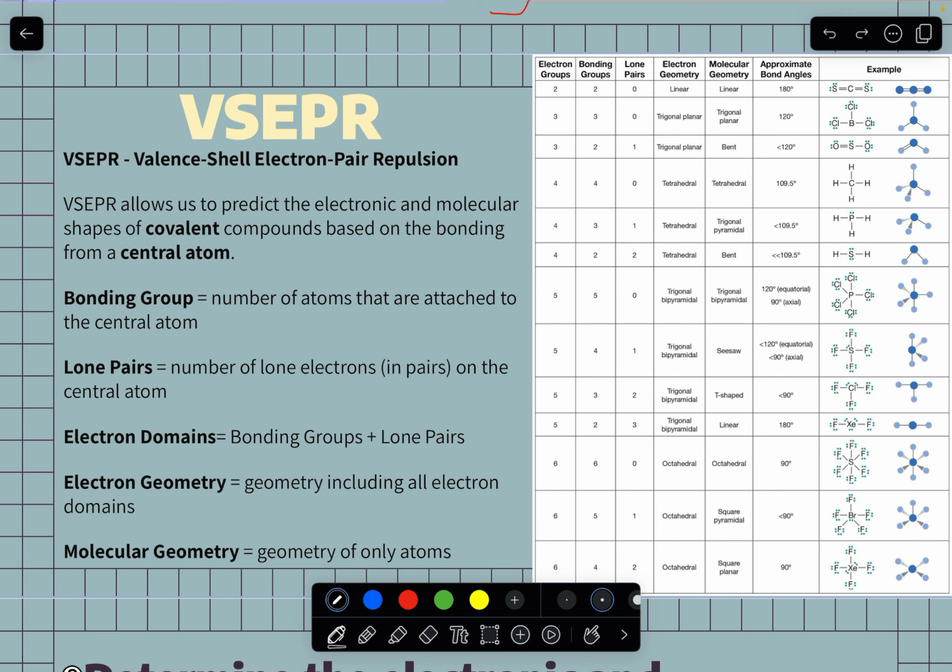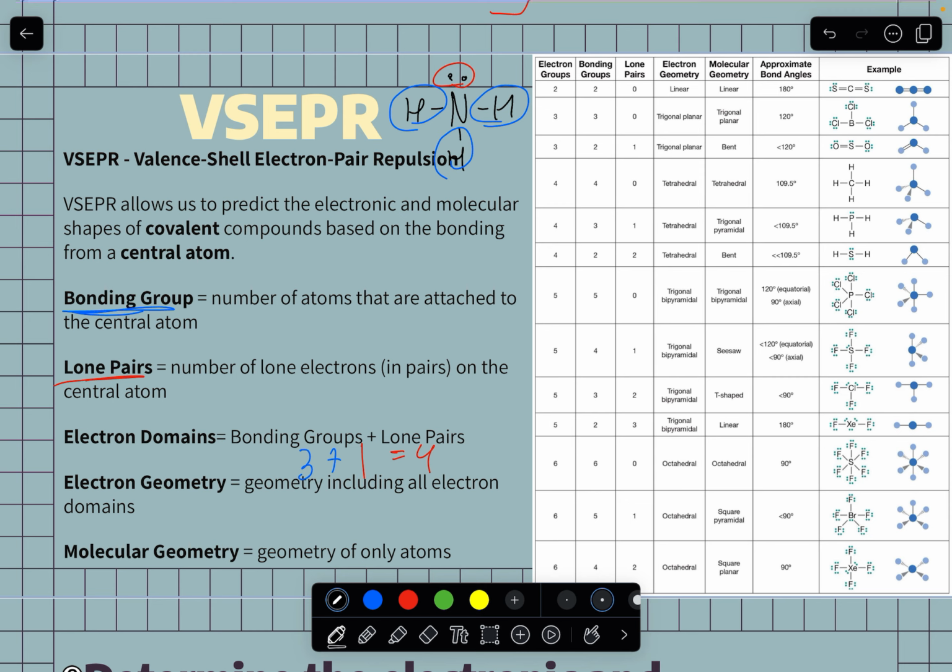We have bonding groups. Bonding groups are the number of atoms attached to a central atom. So if we had NH3, we have the 3 hydrogens and the lone pair. The bonding groups are those attached atoms. We have 3 bonding groups there. Lone pairs are the pair of dots, so 2 dots. So we have 1 lone pair there. In an electron domain, we're adding those together. So for NH3, that'd be 3 plus the 1. So we have 4 total there.